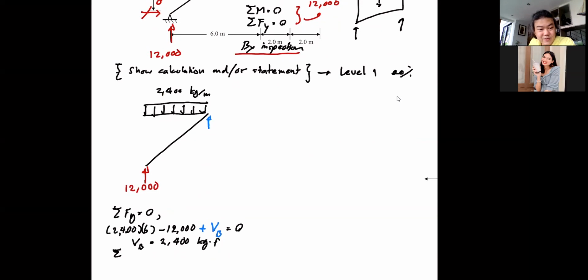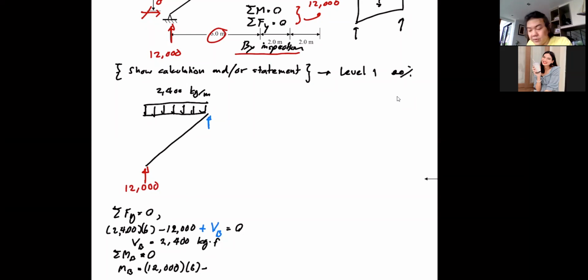Okay, that you can do, and then you can take sigma. Sorry, I'm at the end of my iPad, so the handwriting is not beautiful. Let's do it again. Sigma MB equal to 0. You can also take moment at A. This is up to you. And now I know that my MB is going to be equal to my reaction 12,000 multiplied by that distance 6, right?